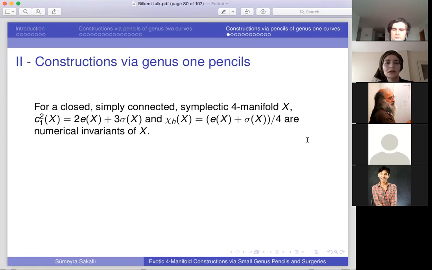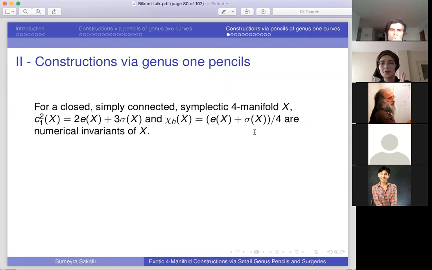Let's say that we have a closed, simply connected symplectic manifold. For that, we have these invariants. C1 squared is defined as 2 times the Euler number plus 3 times the signature of your manifold. In fact, it is the square of its first Chern class, because X has an almost complex structure and you can talk about that. And chi-h is the Euler number plus sigma over 4. These are two numerical invariants of your manifold X.